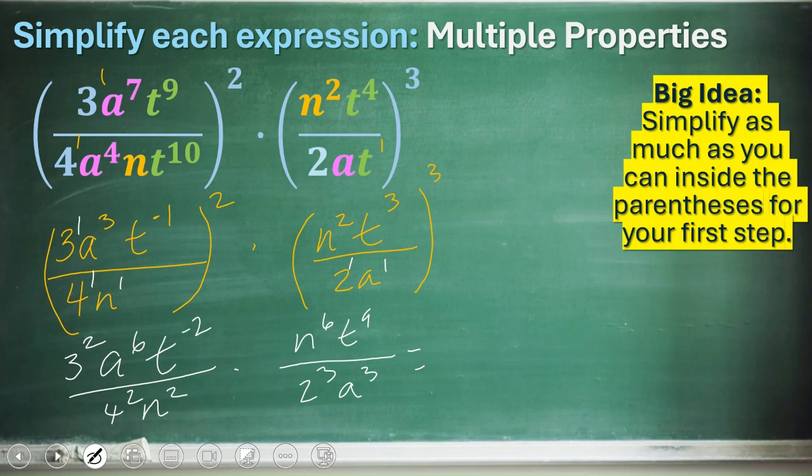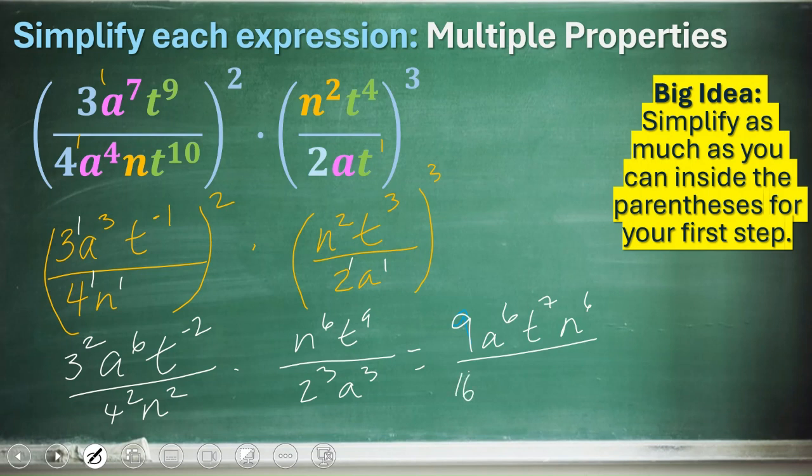So in the first fraction, I have 3 squared, which is 9. I don't see any other a's in the numerator, so this is going to stay a to the 6th. I have t to the -2 power times t to the 9th. This product of a power property says that we add our exponents when we're multiplying, so that becomes t to the 7th because -2 plus 9 is 7. And then we have an n just hanging out by itself. There's nothing to combine. In the denominator, we have 4 squared, which is 16.